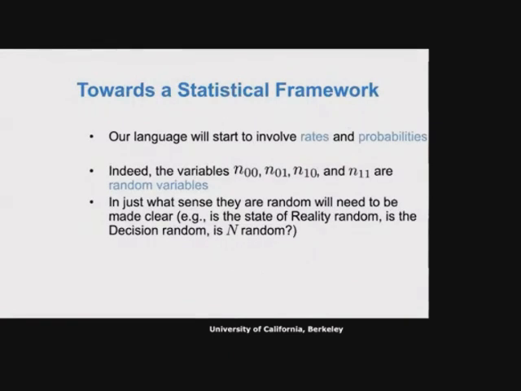To be more statistical, we're going to talk about uncertainties. We're going to talk about rates and probabilities. Every time we get a data set, those numbers will be different: different people, different situation, different context. So those numbers n 0,0, n 0,1, and all that are going to be random variables for us. We're going to bring in probability language, and we'll have to be really clear on what our randomness is here. It'll be a little different if we're thinking in a Bayesian way versus a frequentist way, and whether we're thinking of the state of reality as either fixed or random.